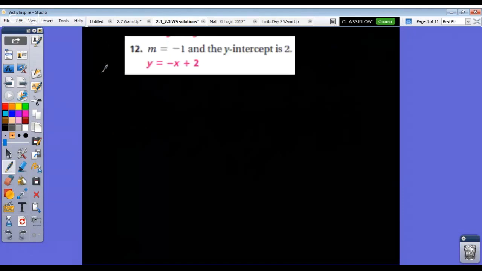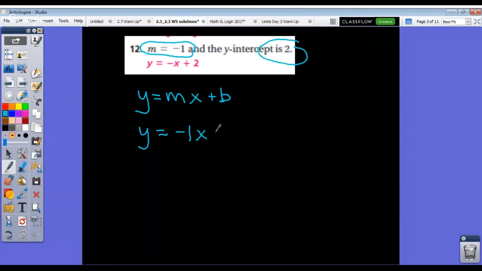The next question asks us to write the equation of a line given that m is equal to -1 and the y-intercept is 2. Since they don't specify, I'm going to use slope-intercept form because those are the two things I'm given. Slope-intercept form is y equals mx plus b. So I'm going to look at what I'm given, and I'm going to replace m, or the slope, with -1. I'm going to replace b, or the y-intercept, with 2.